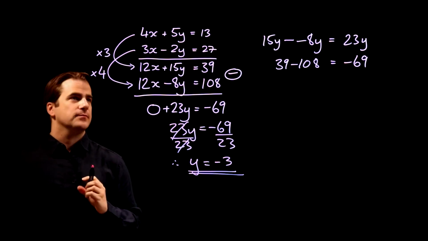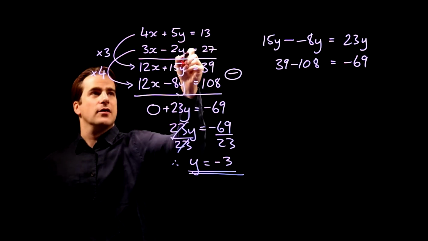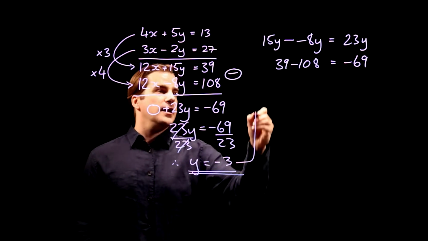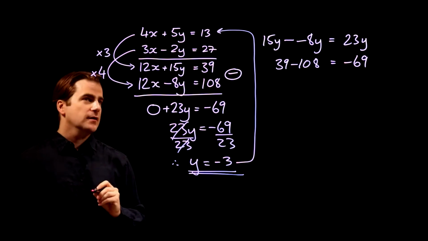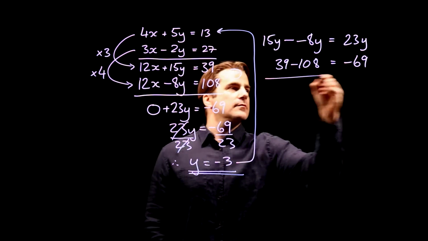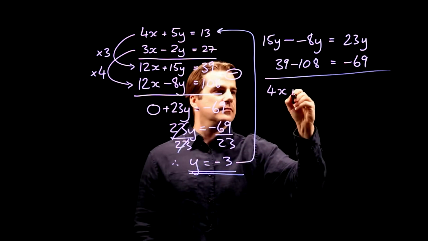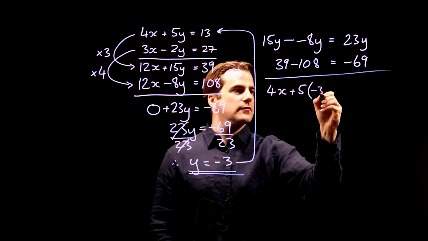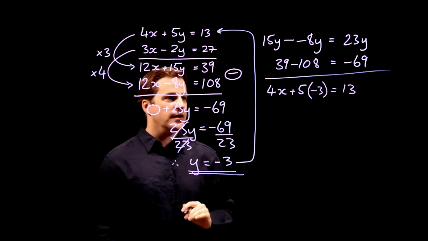Now, next step, you have to sub in that y into either of your original equations. It doesn't matter which one. So let's put it in this one. Why not? So, y is minus 3, and we have 4x plus 5. Use brackets when subbing in. Y is minus 3. 5y equals 13. Okay, we just solve that and we've got x.